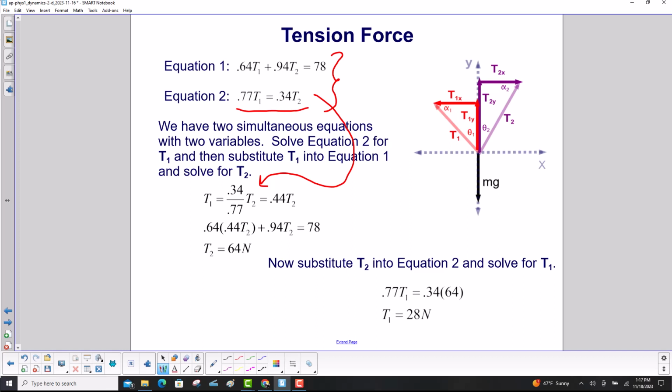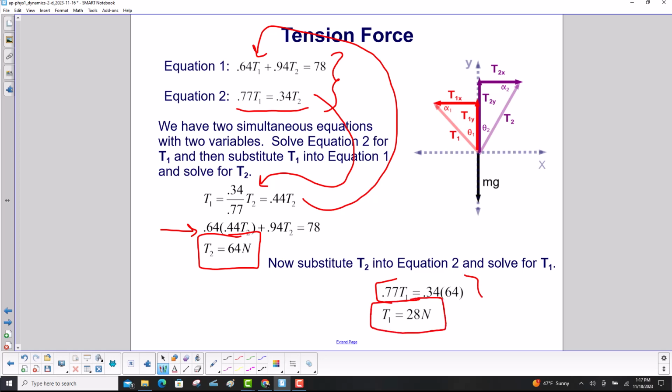We then plug that value. Let's see, how do I want to show this? We'll take the 0.44 T2 and put it in over there. So we have 0.64 times 0.44 T2 plus 0.94 T2, and that equals 78. So T2 is 64 newtons. Now substitute T2 into equation 2 and solve for T1. And we get T1 is equal to 28 newtons.